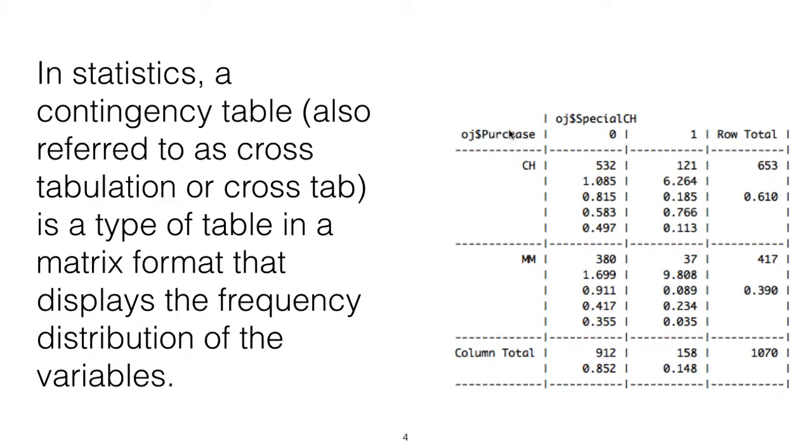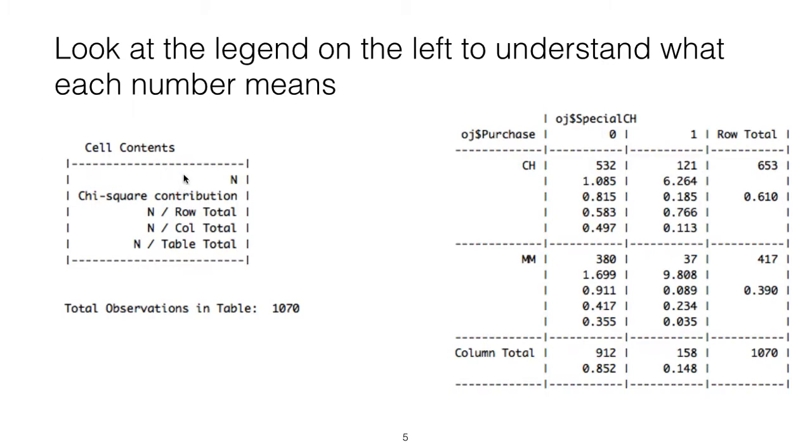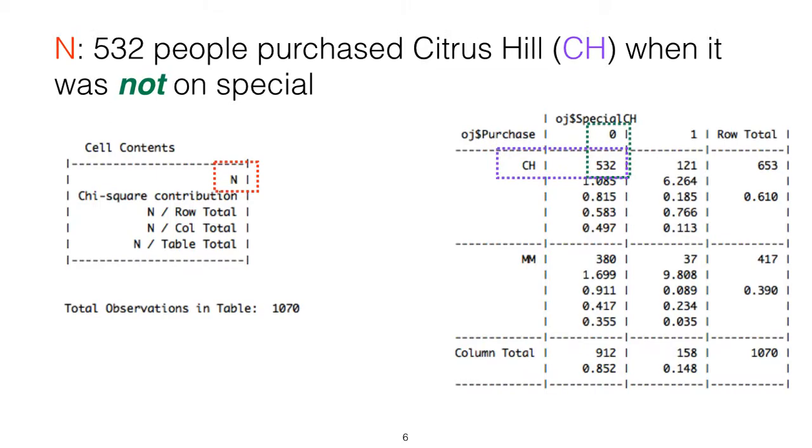In this example, we will be looking at the OJ data, where we have purchases of Citrus Hill or Minute Maid, and the special of Citrus Hill either not present or present, meaning there was a special or there is not a special of Citrus Hill. So look at the legend. Here we have all the different metrics that are inside each one of these cells. Obviously here we don't have all the metrics, but we have two of them, the first and the third. Let's take a look in more detail at what this is all about.